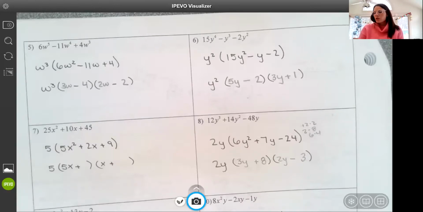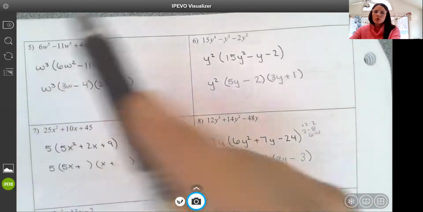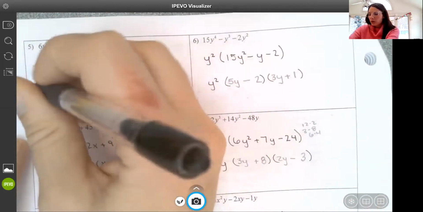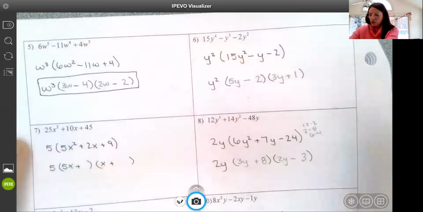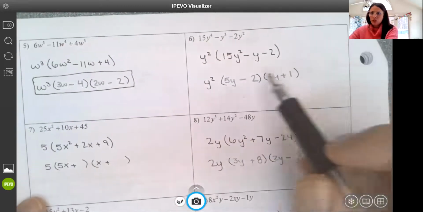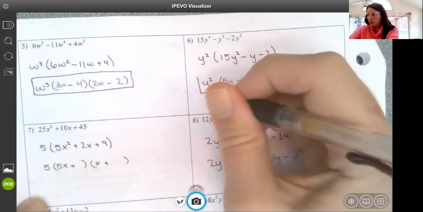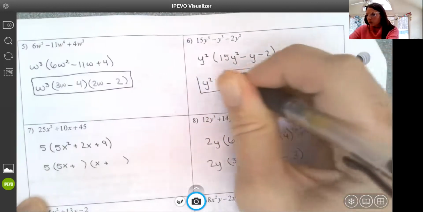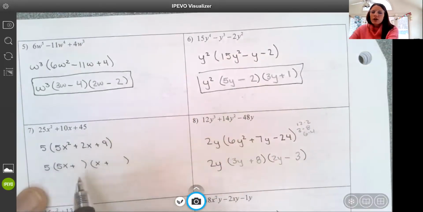Okay, so let's just talk through these examples on this back page. So on our first one, we can take a w cubed out and you can factor what remains. And here's my fully factored version of that polynomial. On number 6, I can take a y squared out. And again, I can factor what remains. Here's my fully factored form. Now on 7, I took a factor of 5 out. And I can't factor what remains.